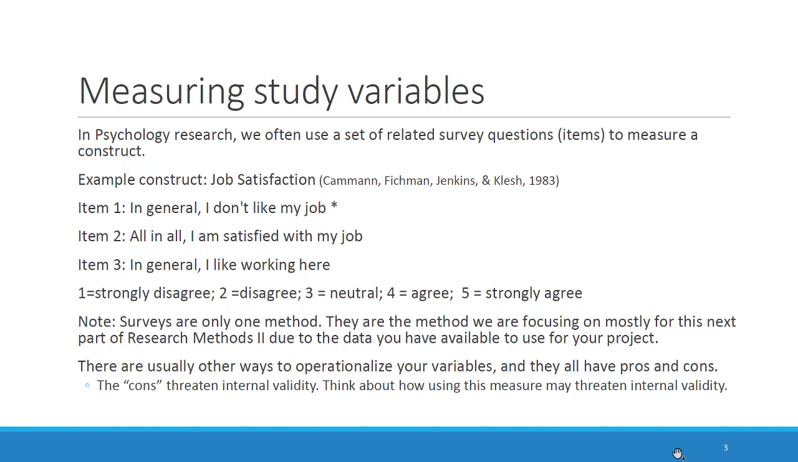There are pros and cons to every measure, like I said, and all of the cons threaten internal validity. So I want you to think, as you're listening to this video today and reading the course material, about how any measure that you might use may threaten the internal validity. So what are some of those pros and cons, and what effect might they have on how confident you can be that your study results are due to the manipulation or the predictor variable in your study, that what you're observing is accurate and true.